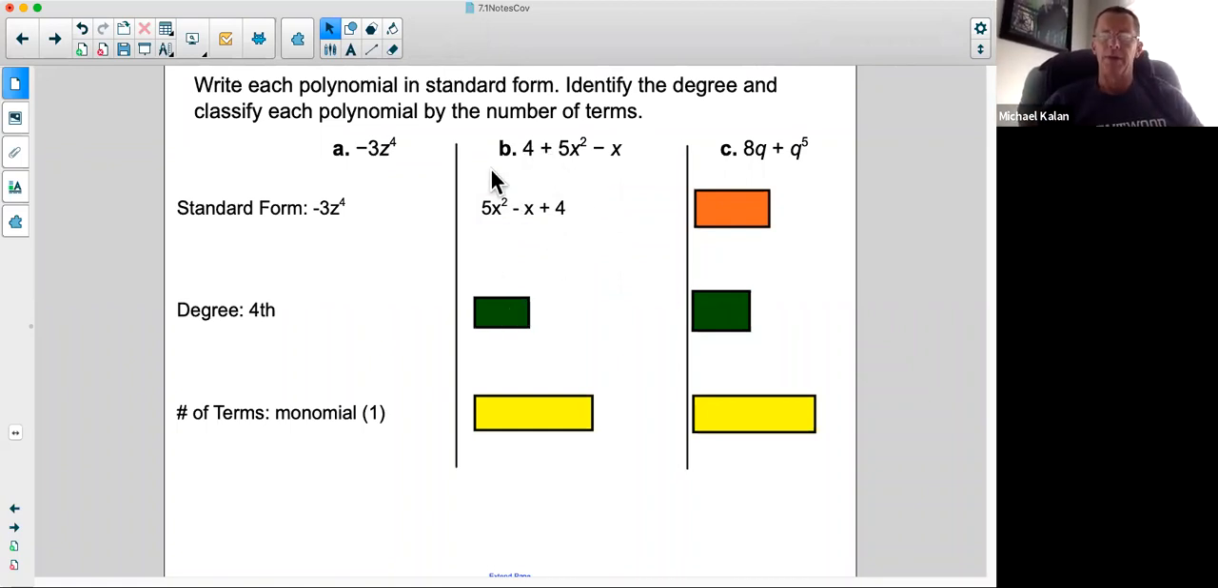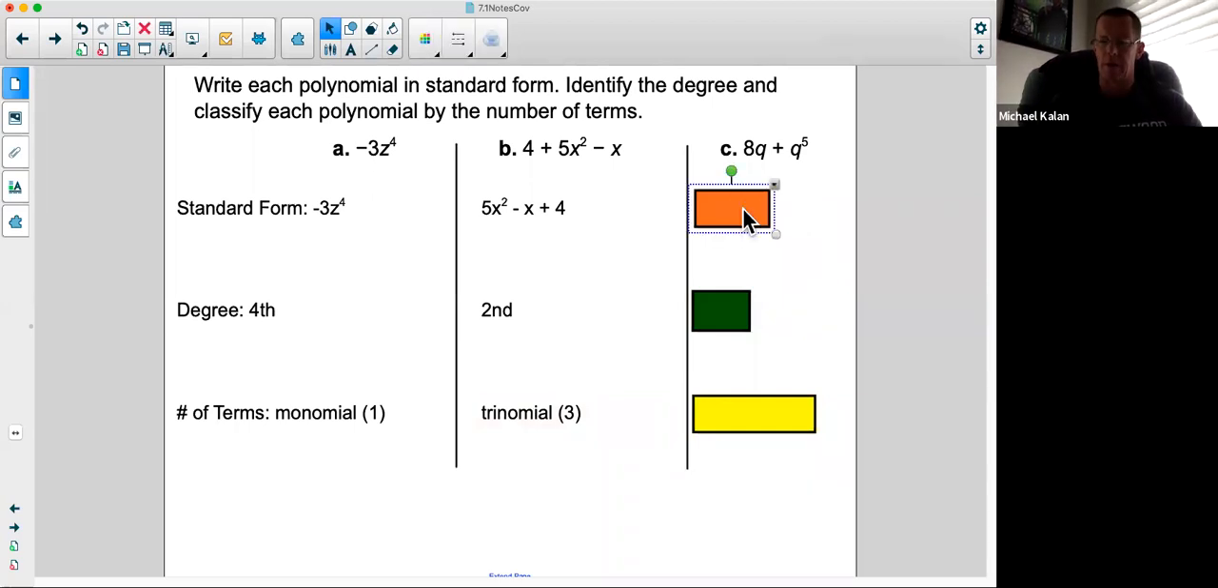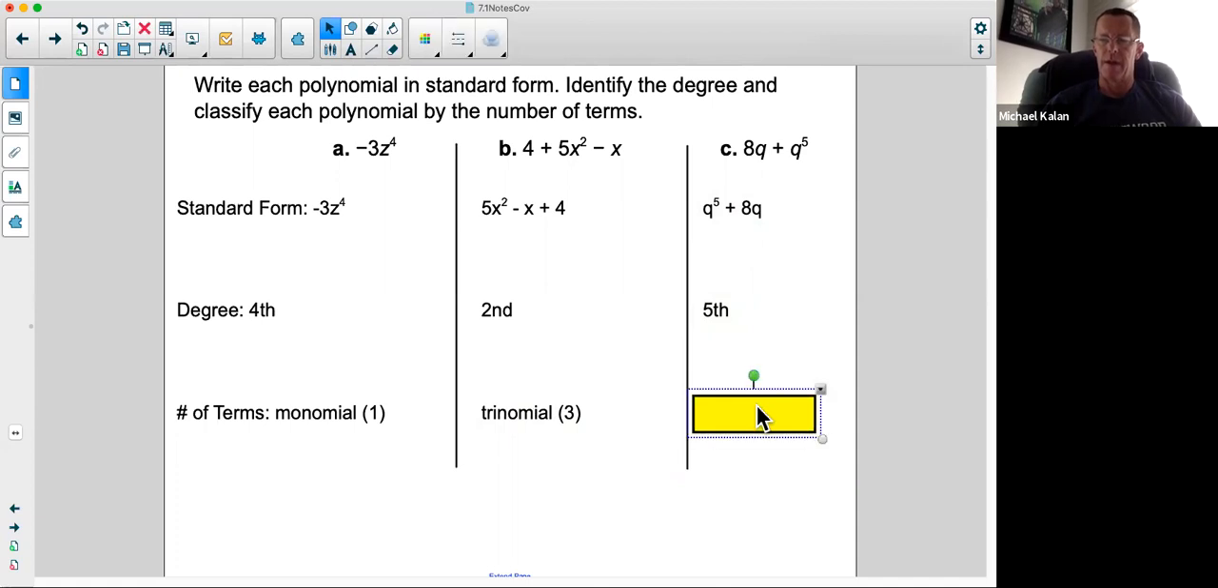What's the degree of this? Hopefully you said second, right? Remember, you look at each term individually and take the biggest one. And how many terms do we have here? 3, which means we would call it a what? A trinomial. Okay, try this one. Hopefully you put that. The degree is to the 5th, and this is a binomial, 2 terms.